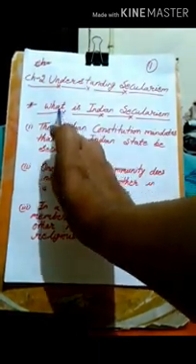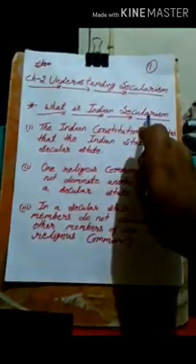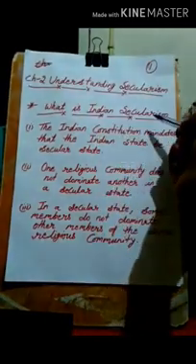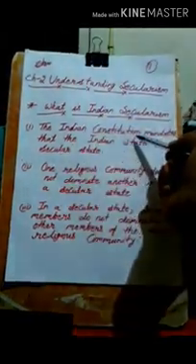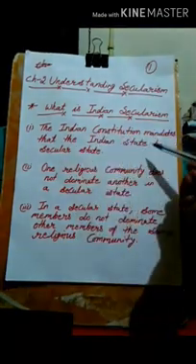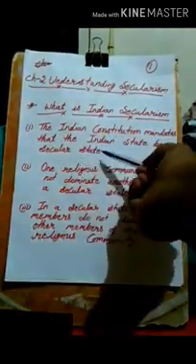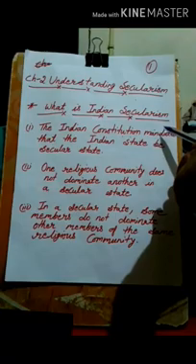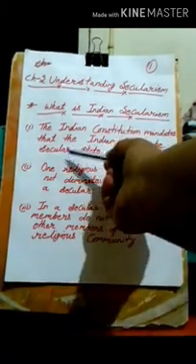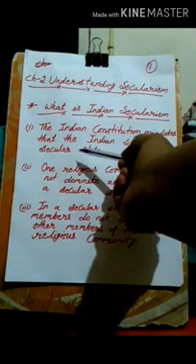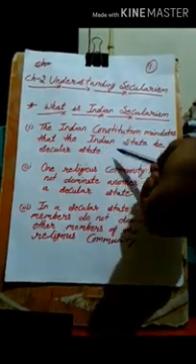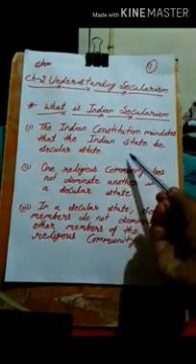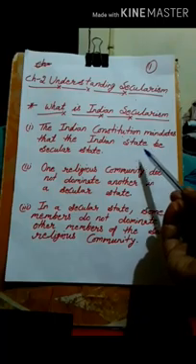Today, my first point is: what is Indian secularism? Children, now I'm explaining the major features of Indian secularism. The Indian constitution mandates that the Indian state be a secular state. It means the Indian state never adopts any religion as an official religion. It keeps a proper distance from every religion.